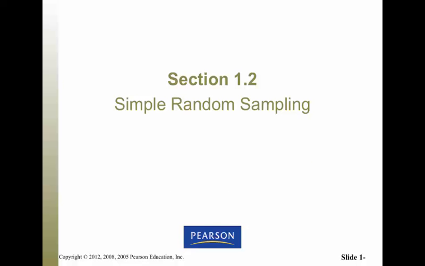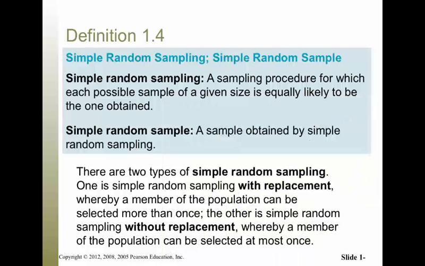So let's go on to section 1.2. So we talked about inferential statistics, figuring out some things about a population based on a sample. So how do we get a sample? This principle called simple random sampling is a way of obtaining a sample. Okay? And it's a sampling procedure for which each possible sample of a given size is equally likely to be obtained.